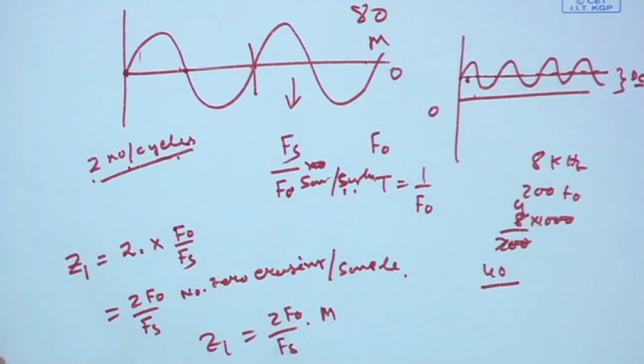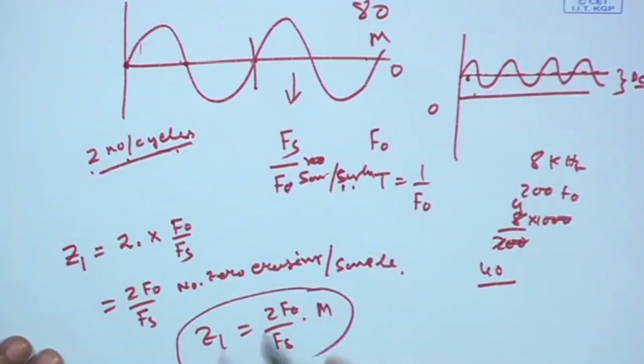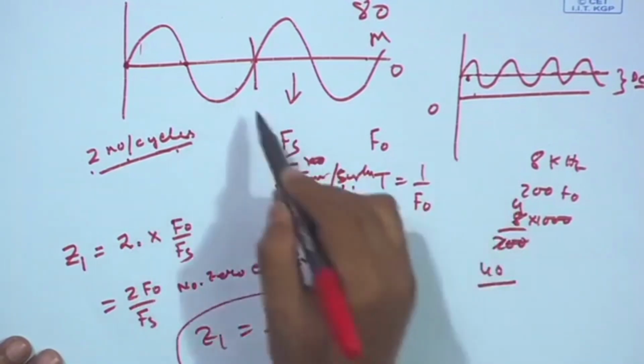Okay. So, next class we will try to derive the generalized formula. How do I find the zero crossings for a non-periodic signal, or a speech signal, which is a quasi-periodic signal? For even a non-periodic signal, how do I find the number of zero crossings? Okay.